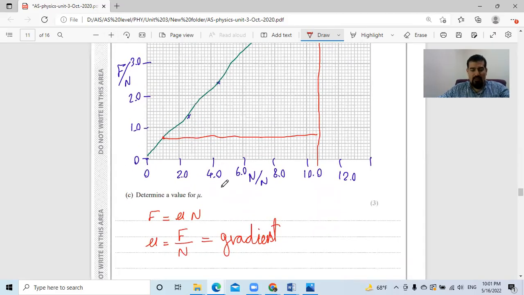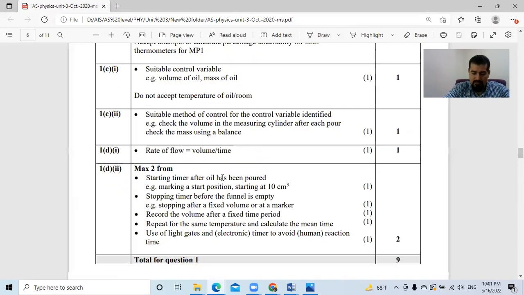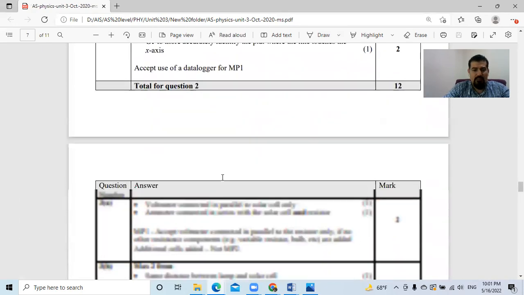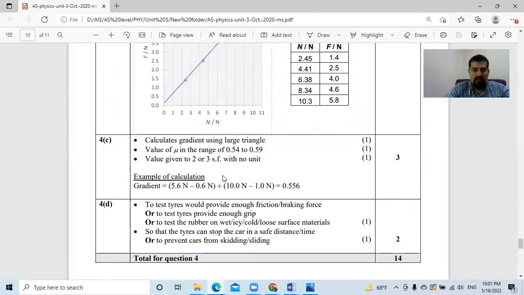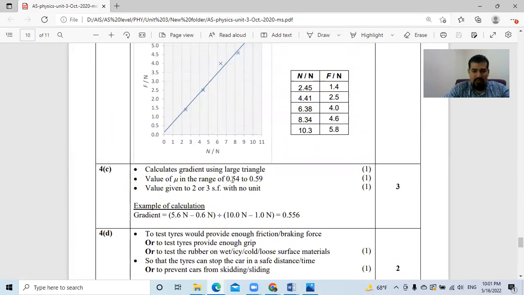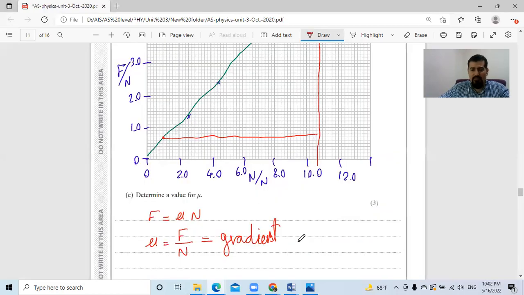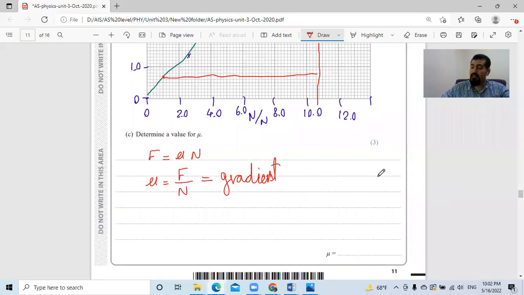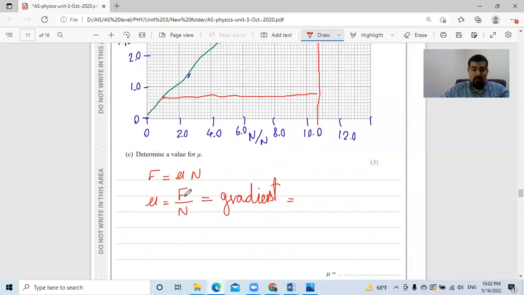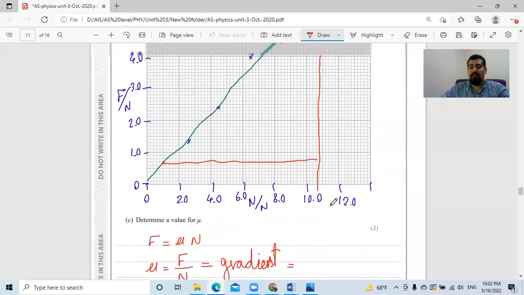If we look at the mark scheme for question number 4, we can see that the gradient has a range between 0.54 to 0.59. Now, who can tell me what's the unit of the best fit gradient here? Yes, it doesn't have a unit. Why? Bravo. Because Newton over Newton, they cancel out each other. It's unitless. It's a ratio.